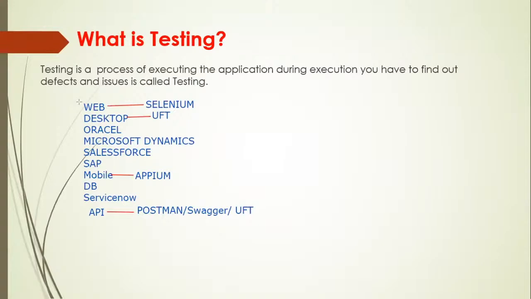I'm giving just a simple example. It is quite the opposite. Nowadays, for web applications we use Selenium, for desktop applications UFT, for mobile applications Appium, and for APIs Postman, Swagger and UFT. Instead of using so many automation tools for the projects, we have clubbed all these projects into one automation tool. What is that tool name? TOSCA. Did it clear?